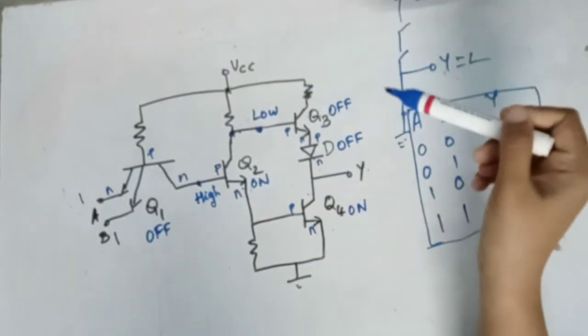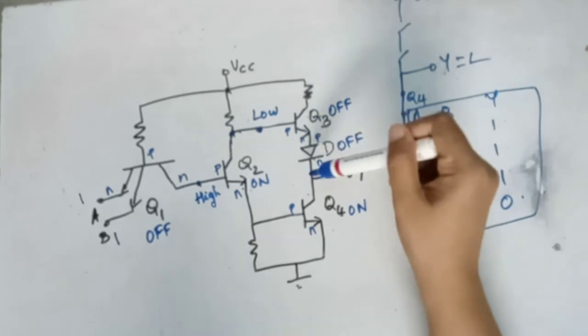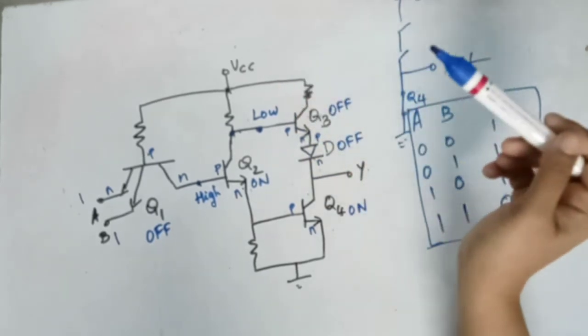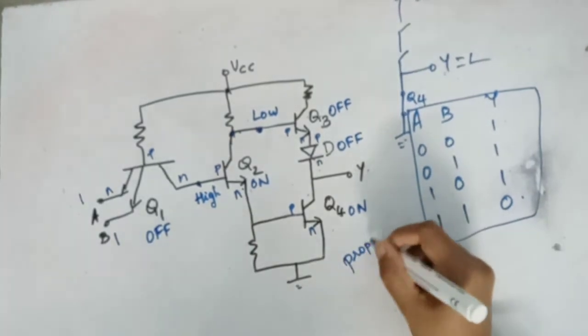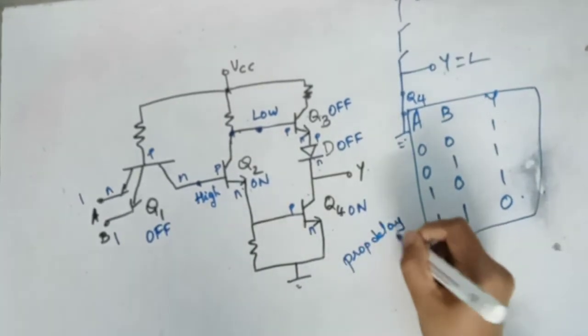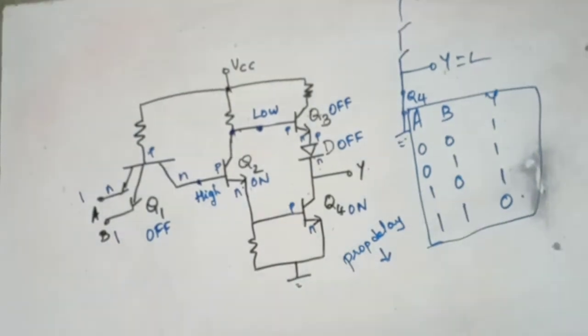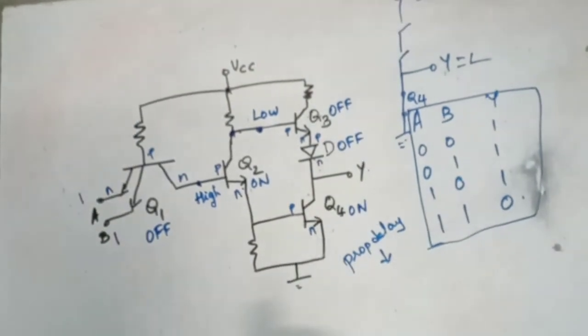So what is the advantage of having the active device to pull up the output voltage to high? The propagation delay will be reduced. So it will propagate faster. When there is a change in input, the output will change faster when you have a totem pole when compared to the normal pull-up resistor type of TTL NAND. Okay.